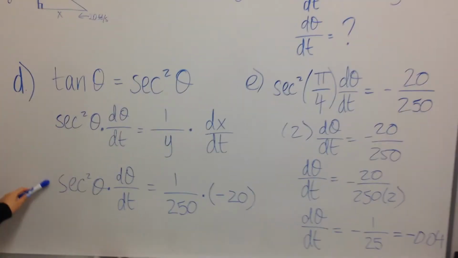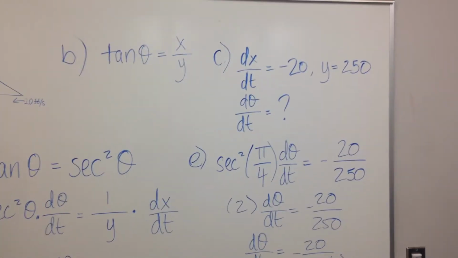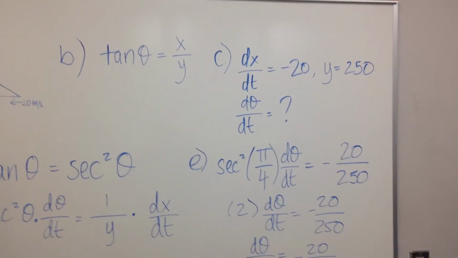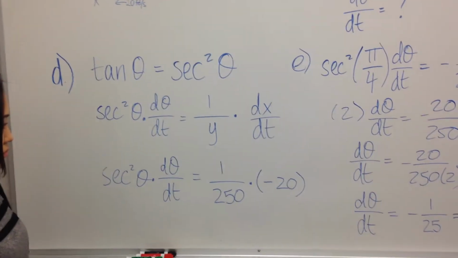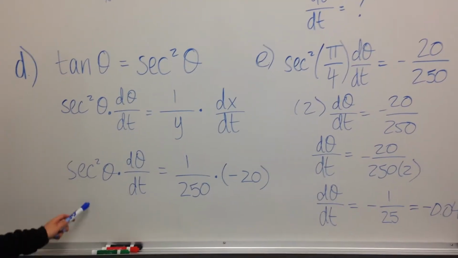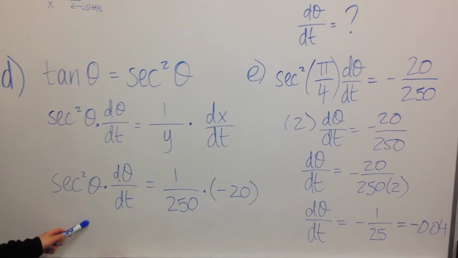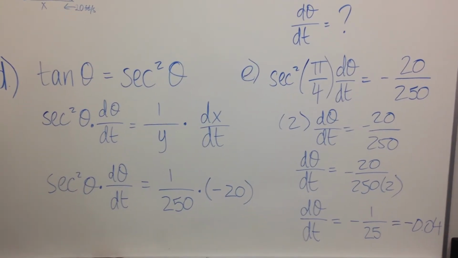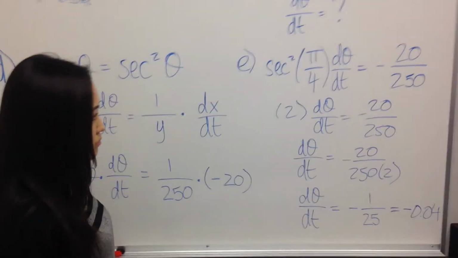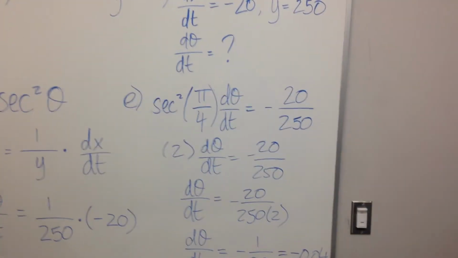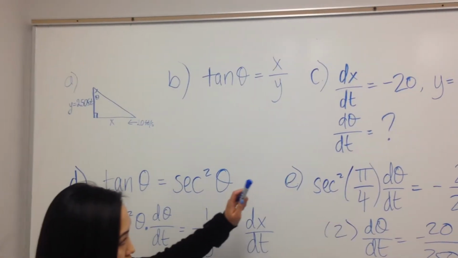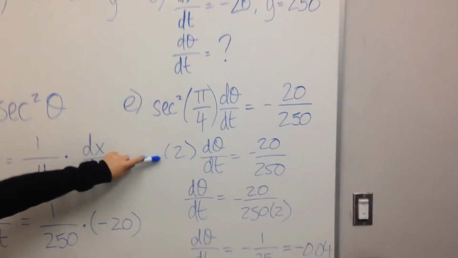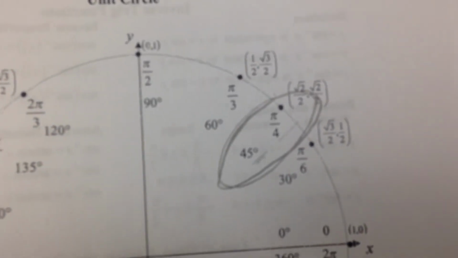Then we're going to plug in the information that we already know. The derivative of x with respect to t equals -20 and y equals 250. So we plugged it in down here. We got secant squared theta times the derivative of theta with respect to t equals 1 over 250 times -20. We also found out, since our equation is a right triangle, that 45 degrees equals pi over 4. We got that from the unit circle.